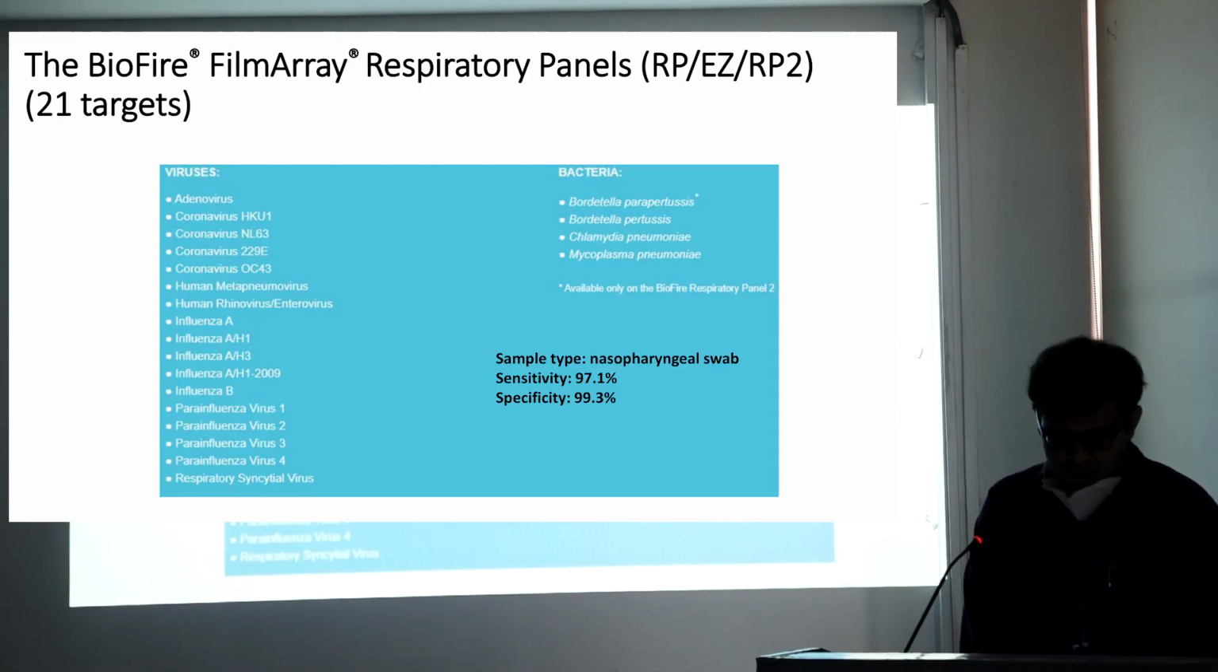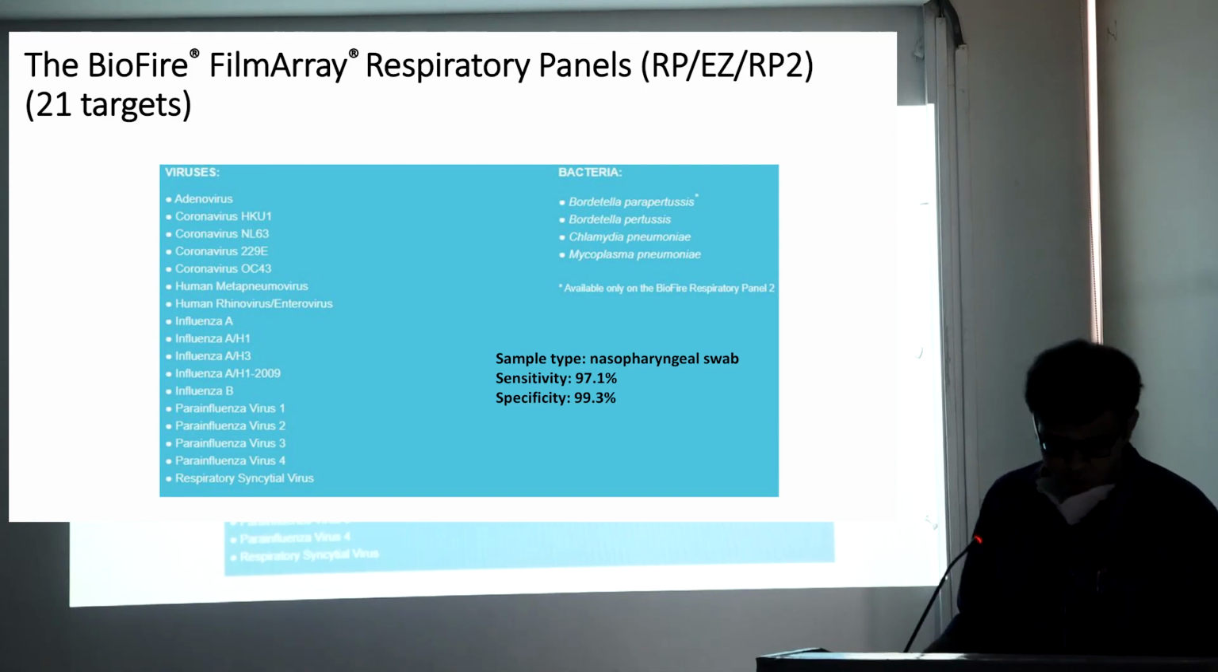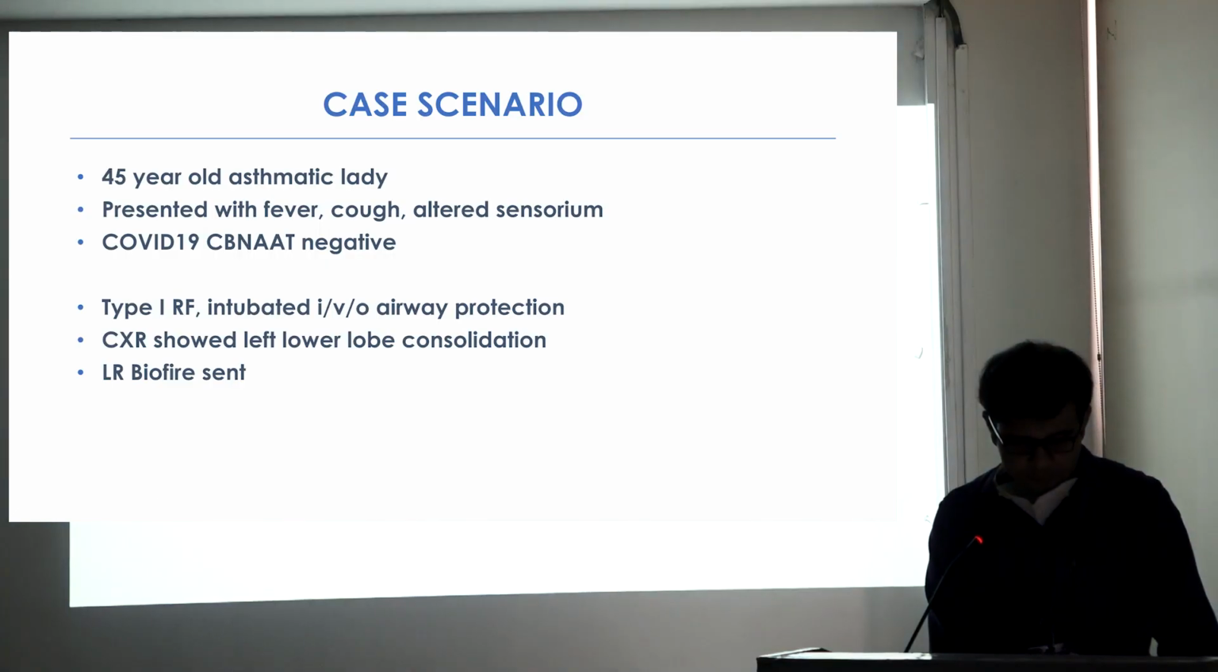So the respiratory panel has so many viruses like adenovirus, coronavirus, influenza and all, and certain bacteria like Bordetella pertussis and parapertussis, Chlamydia, Mycoplasma pneumoniae. So this is the upper respiratory panel. Got a sensitivity of around 97%, specificity of 99%.